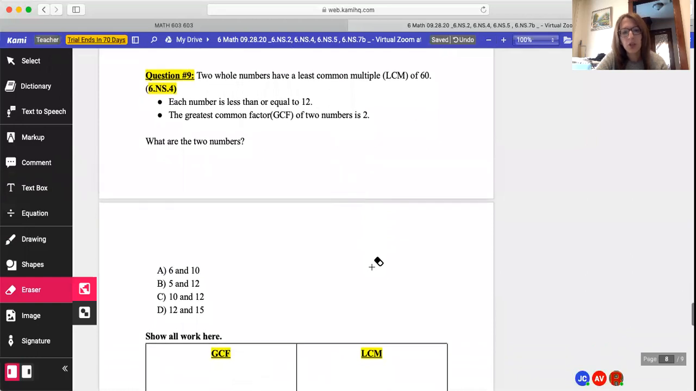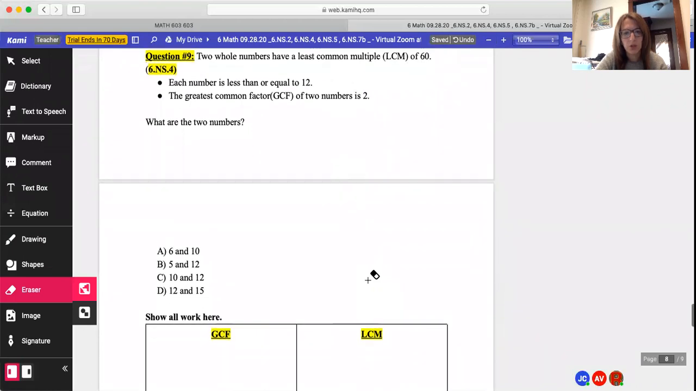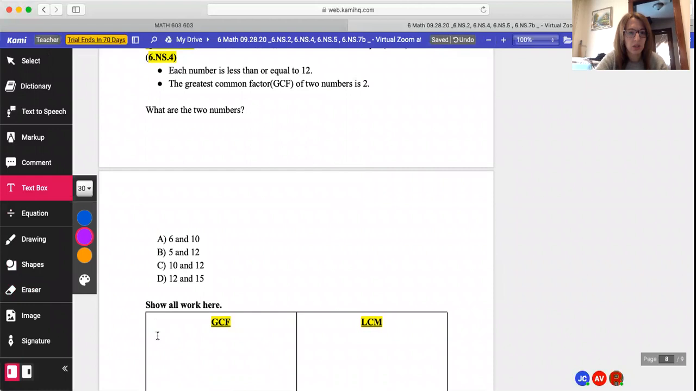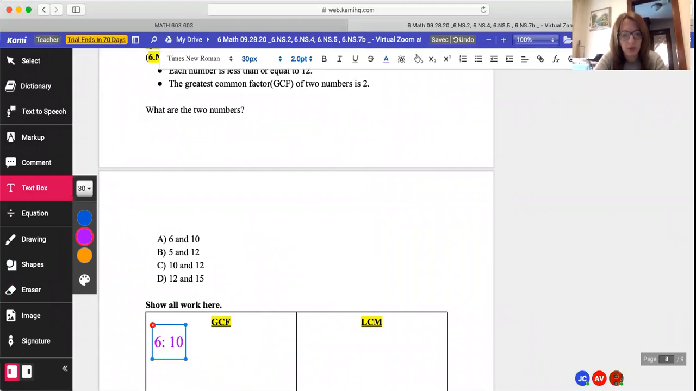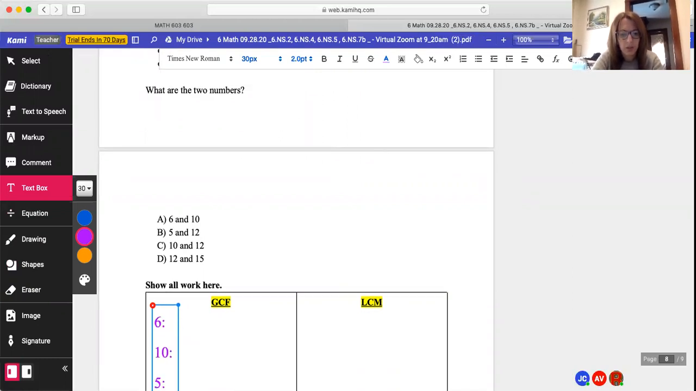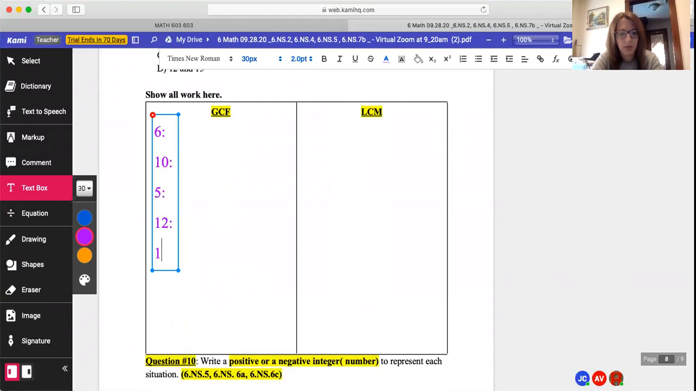For this question, you're going to have to find the GCF and the LCM of each number. So let's start with the GCF first. We're going to find the GCF of all these numbers: 6, 10, 5, 12, and 15. We're going to list all the factors of these numbers.